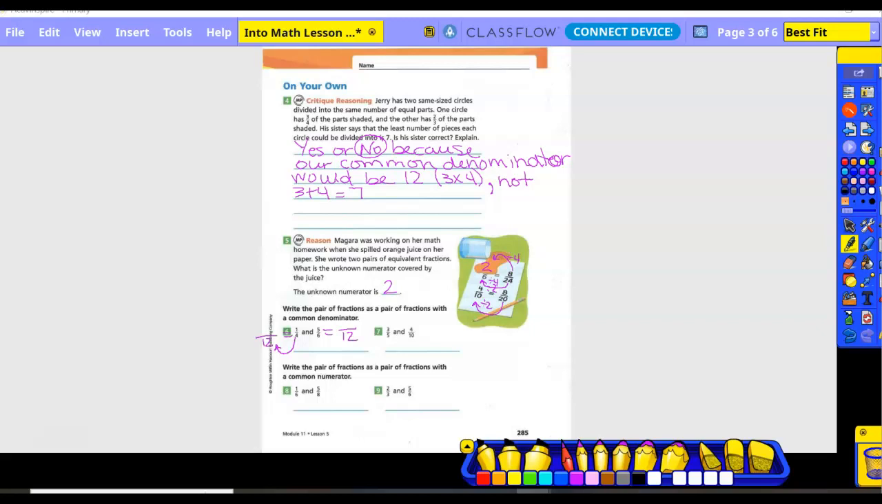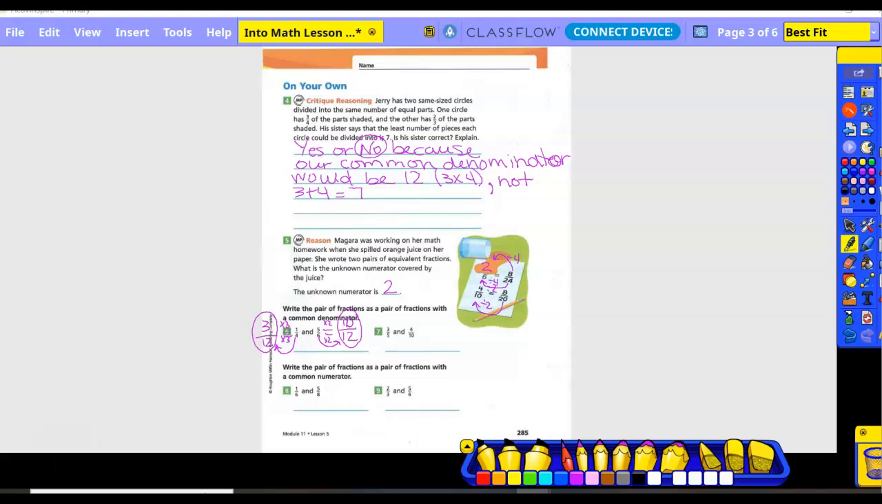How did I get from 4 to 12? Multiplied by 3. What I do on the bottom, I do on the top. So 1 times 3 is what? 3. So one of my new fractions is 3/12. How did I get from 6 to 12? 2. What I do on the bottom, I do on the top. So 5 times 2 is what? 10. So 10/12 and what? 3/12.